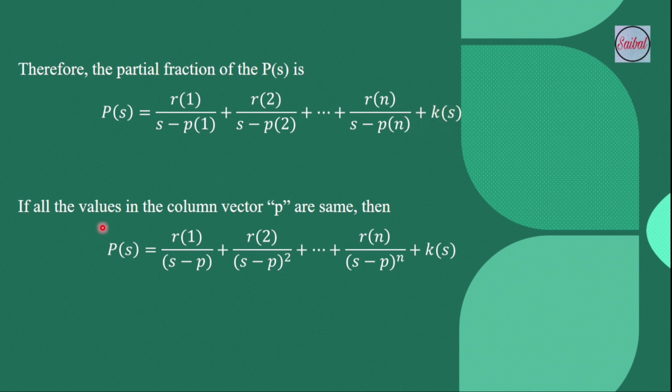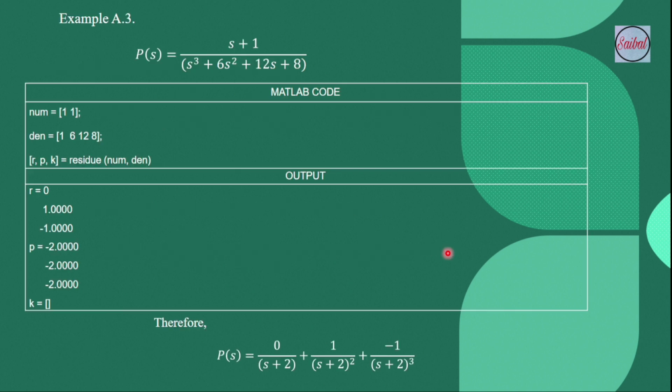Okay, so if all the variables in the column vector p are the same, we can write it this way: r1 divided by s minus p, plus r2 divided by s minus p whole square, plus up to r n divided by s minus p whole to the power n, plus k. Okay, let's take one example and try to solve it using MATLAB. So here we take this portion: s plus 1 divided by s cube plus 6s square plus 12s plus 8. So first you have to write the numerator and define the denominator.